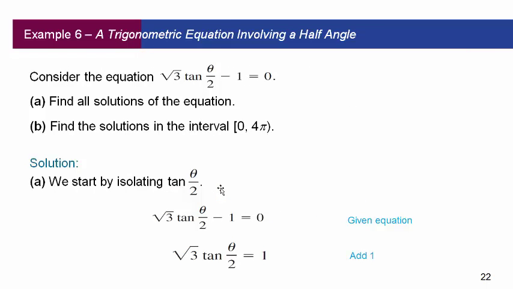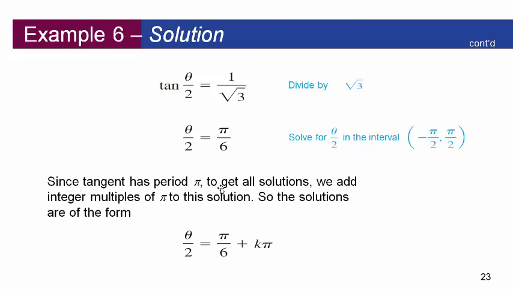Okay, one last example. What if we have this? Well, again, it doesn't matter that it's theta over 2. You're still just solving for that angle. So you'd move the 1 over, right? Then you would divide by the square root of 3. Then you'd figure out, when does tangent equal 1 over the square root of 3?